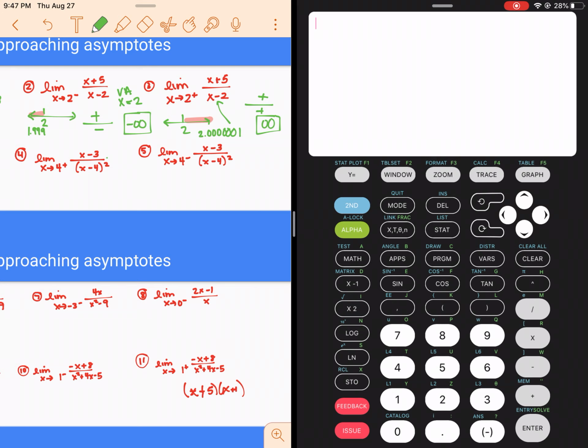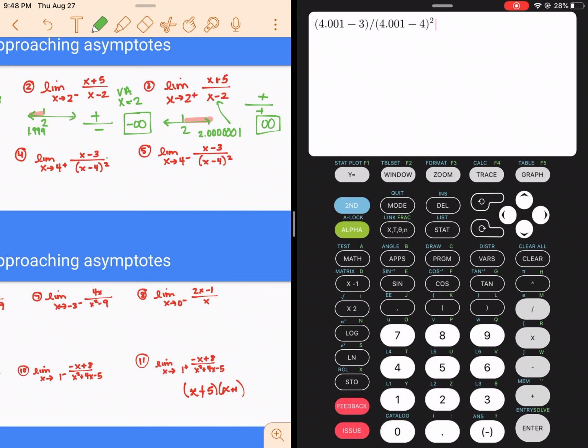There we are. Okay, so looking at number 4, I'm going to approach 4 from the right-hand side. That means numbers that are bigger than 4. For example, I'm going to choose the number 4.001. Okay, so in the numerator, I'm going to open parentheses, and I'm going to put in 4.001 minus 3. And then I'm going to close my parentheses, press divide by, and in the bottom, I'm putting the quantity of 4.001 minus 4 quantity, and then I'm going to hit the squared button.